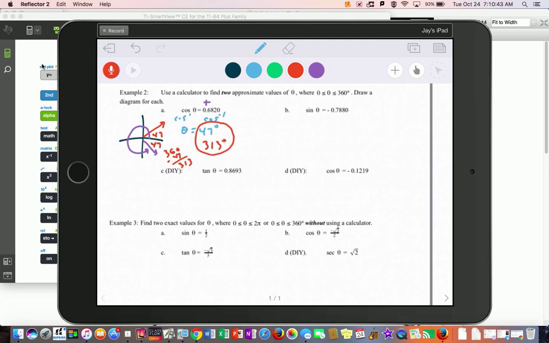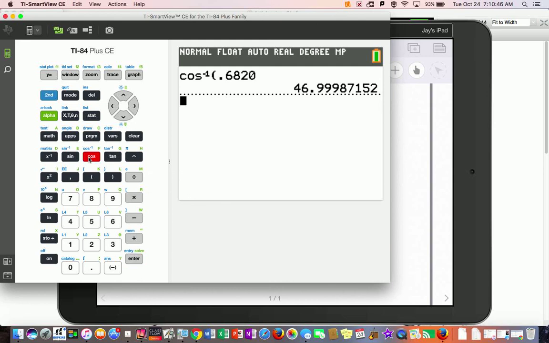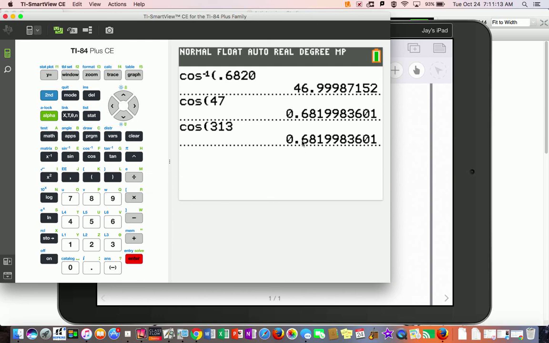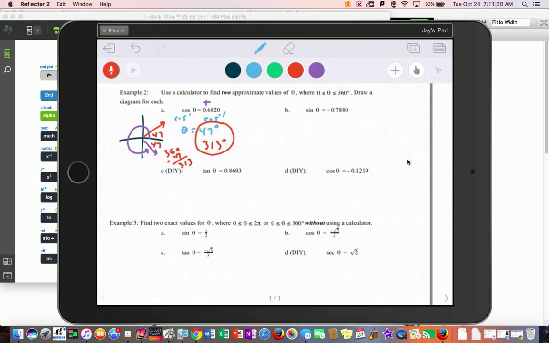So now just to show you how it works, I can come back over here. And if I take the cosine of 47, that's pretty close to the 0.6820. I got 0.68199. So if you round that up, it'll be close to the 0.6820. And if I do the cosine of 313, it also is very, very close to the 0.6820. So those two decimals are coming back. So that's how these problems work. So let's do it again.